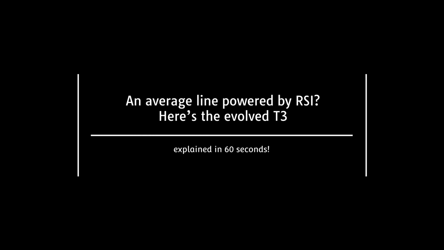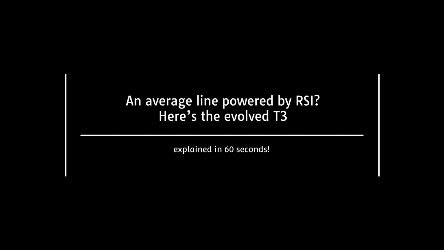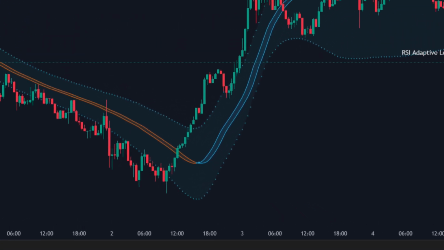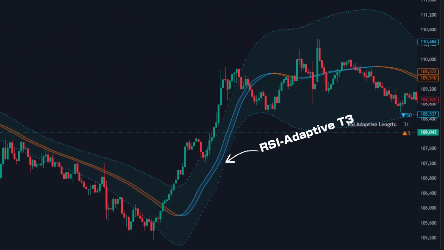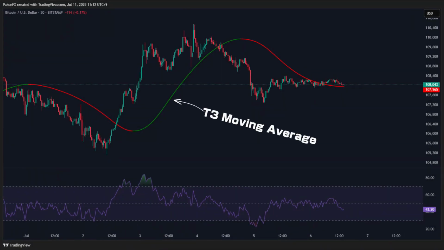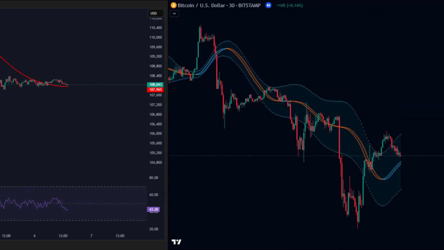An average line powered by RSI? Here's the evolved T3, explained in 60 seconds. It's a next-gen trend line that morphs with the rhythm of the market. Introducing RSI Adaptive T3. This indicator combines T3, a 6-stage smoothed moving average, with RSI to dynamically adjust its responsiveness.